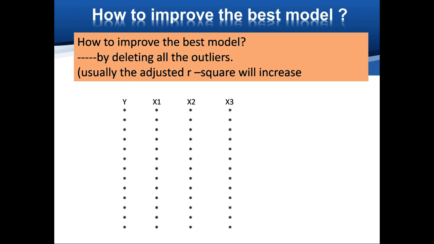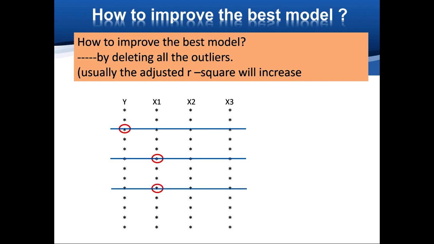How to improve the best model? By deleting all the outliers. Usually, the adjusted R-square will increase. For example, for the Y column, we have found this number is an outlier, then delete the whole row. For x1, if this number is an outlier, then delete the whole row. If this number is another outlier, then delete the whole row. For x2, if this number is an outlier, delete the whole row, and so on.